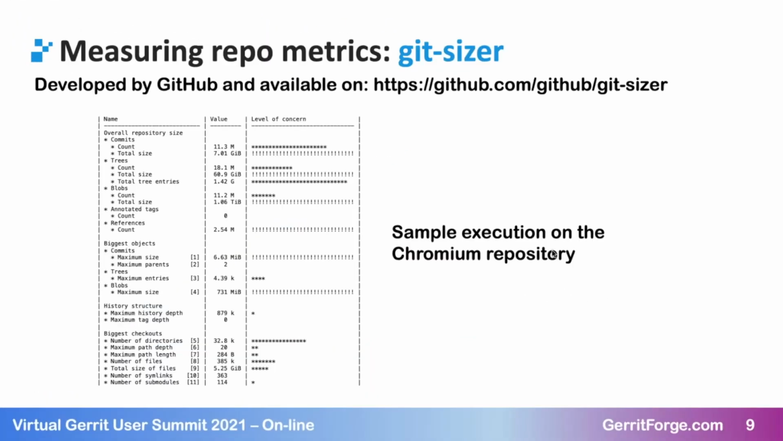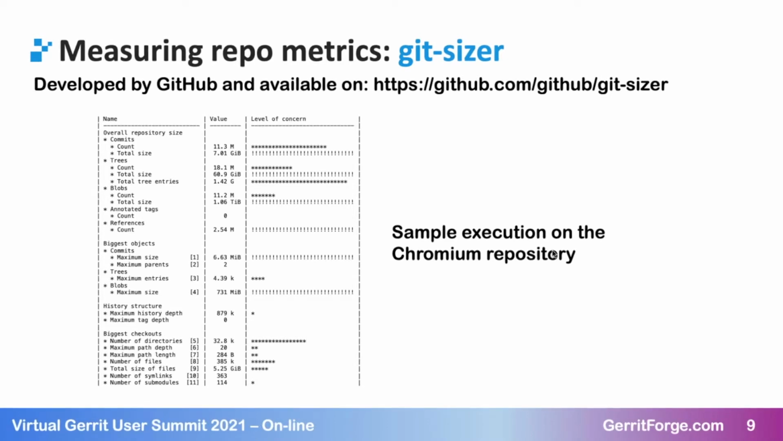First of all, to understand where you are in this 3-dimensional categorization of large mono-repos, I suggest using a tool called git-sizer. This one is being developed by GitHub. It's freely available on GitHub as well.